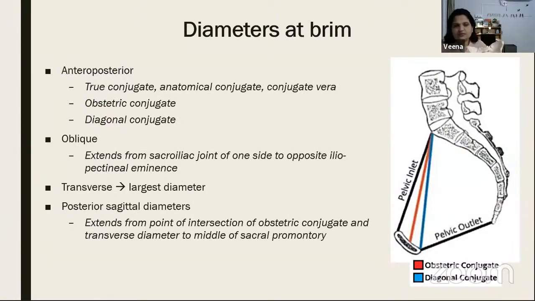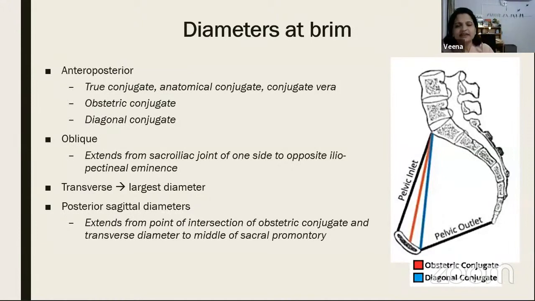Just remember, the oblique diameters start from the sacroiliac joint. If I say left oblique diameter, it has to start from the left sacroiliac joint. If I say right oblique diameter, it will start from the right sacroiliac joint. And it will go to the opposite ilopubic eminence. That's all. Please make sure that you understand what the ilopubic eminence is. This protuberance, what you see here, is the ilopubic eminence. So from the sacroiliac joint to the opposite ilopubic eminence. This will be the right oblique and this will be the left oblique.